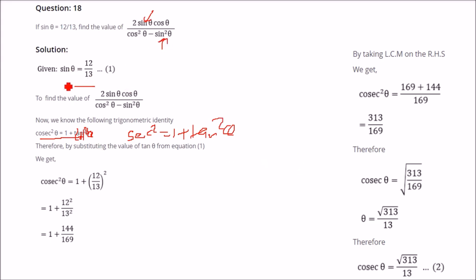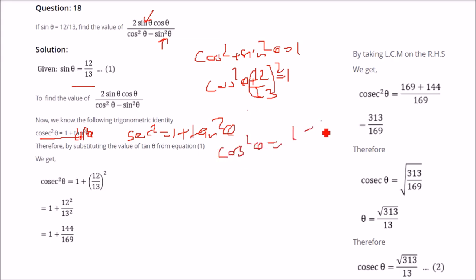But how about getting the other value? Sin theta is given, but you want cos theta. So for cos theta, either you can go to the triangle and find out, or you can find out using cos square theta plus sin square theta equal to 1. You have sin theta as 12 by 13, so sin square theta is 12 by 13 whole square. So cos square theta will be 1 minus 12 by 13 whole square.